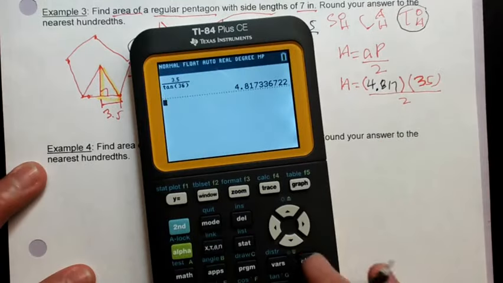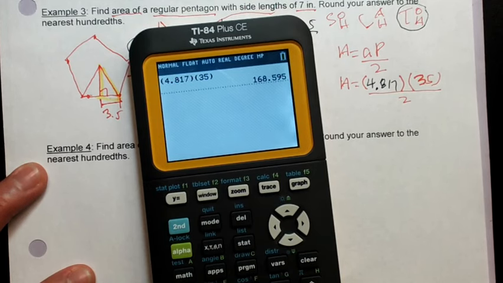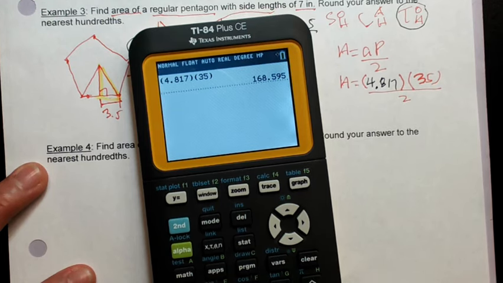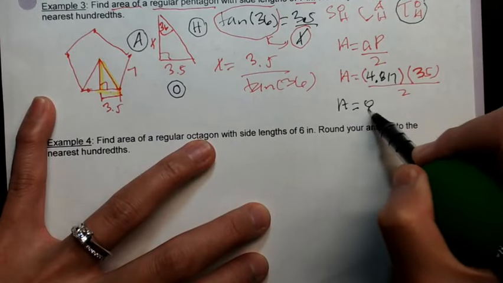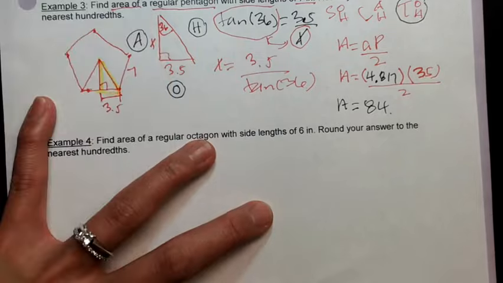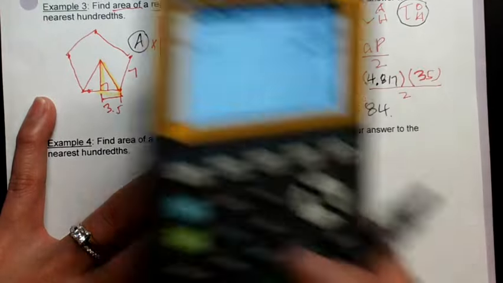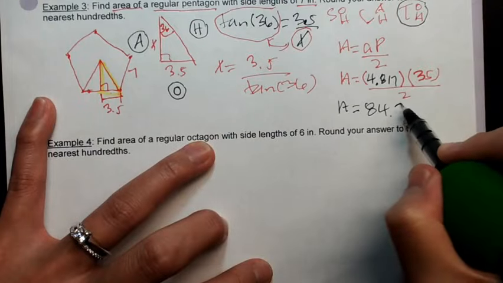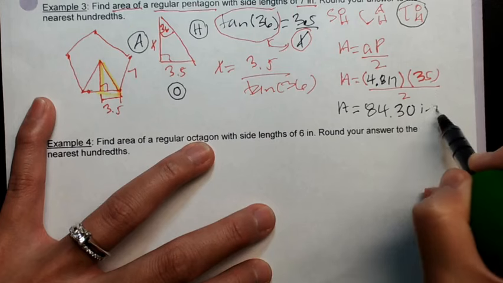And let's type that in. 4.817 times 35, enter. And take that number and divide it by what? 2. So we have 84, and that is our area. 84 point how many? 3. Because that 9 is going to go up by 1 more, which is 10, and it's going to cause this to be 3. If you want to write the 0, that's fine. You don't have to. Inches squared.